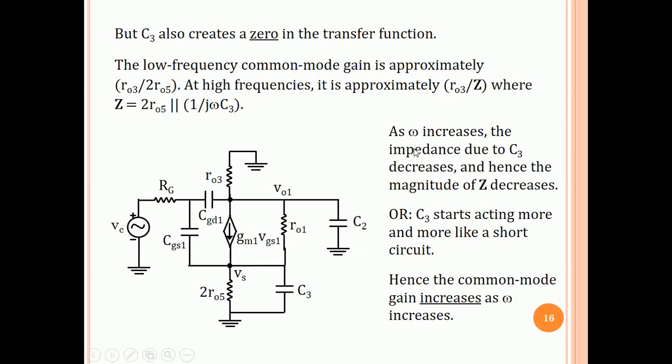Now let us look at something else. It is very interesting and very, very important. C3 also creates a 0 in the transfer function. I'm not doing this mathematically, but let us look at this qualitatively.